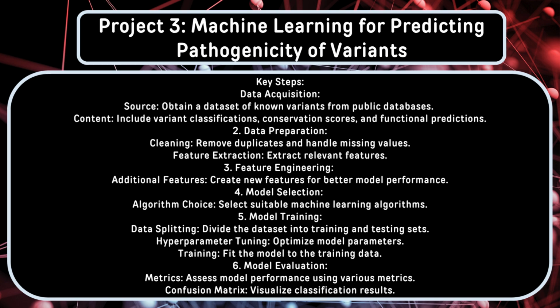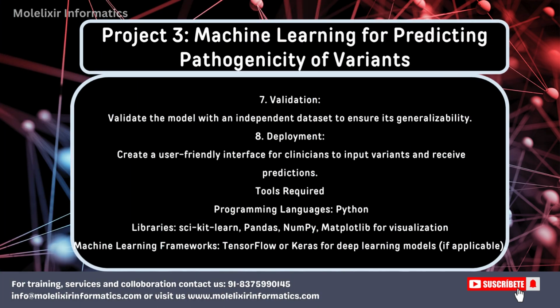Then, model training. Split the datasets into training and testing sets. Train the model on the training set and tune hyperparameters using cross-validation. Model evaluation. Evaluate the performance using metrics such as accuracy, precision, recall, and F1 score on the test set. Use a confusion matrix to visualize classification results. Validation. Validate the model with an independent dataset to ensure its generalizability.